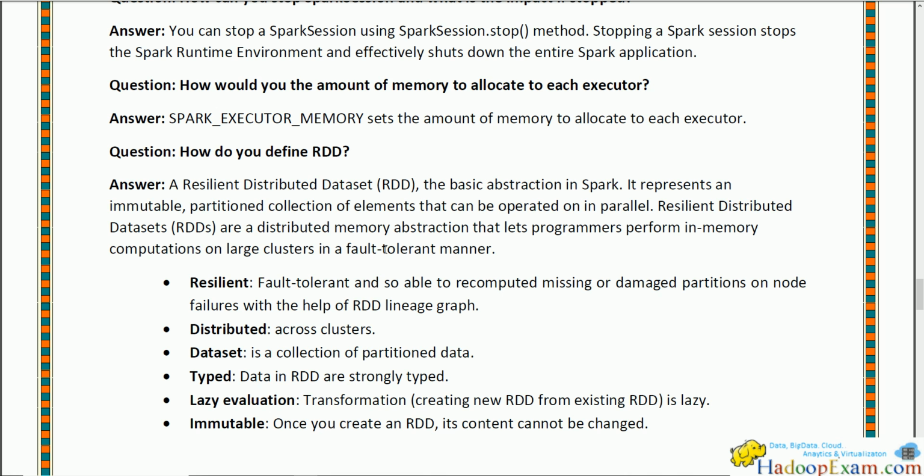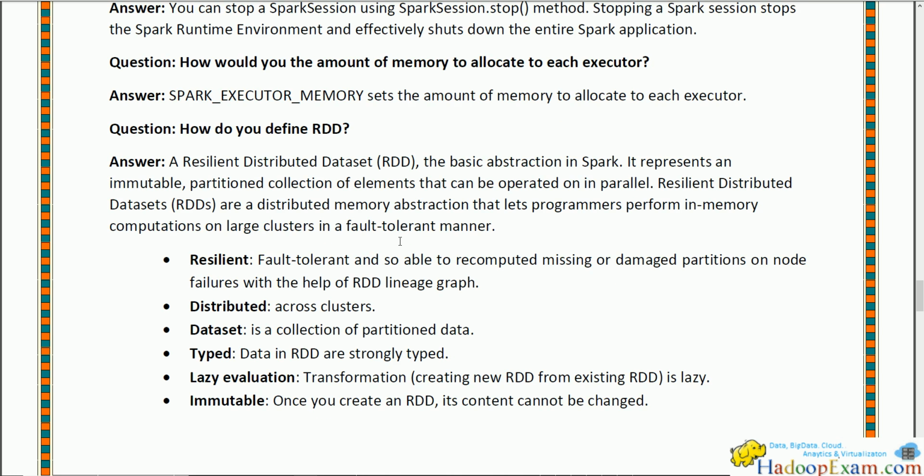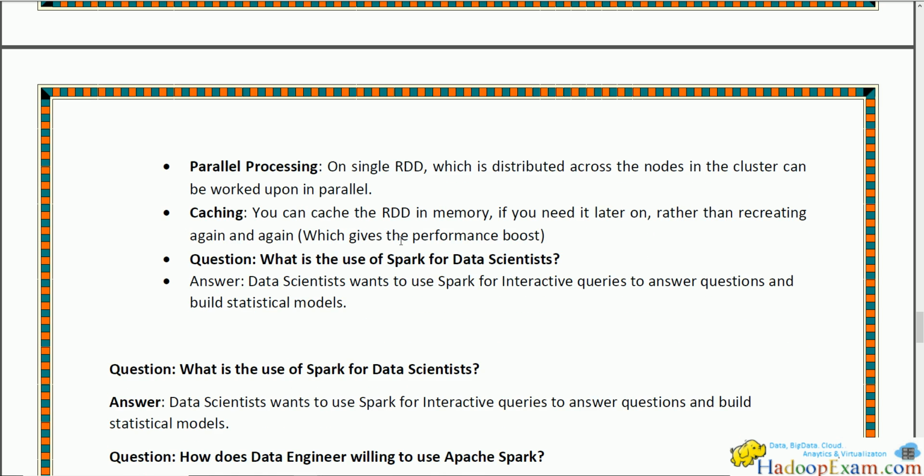Dataset is a collection of partitioned data. Typed: data in RDD are strongly typed. Lazy evaluation: transformation, creating a new RDD from an existing RDD, is lazy. Immutable: once you create an RDD, its content cannot be changed. Parallel processing: a single RDD, which is distributed across the nodes in the cluster, can be worked upon in parallel. Caching: you can cache the RDD in memory, if you need it later on, rather than recreating it again and again, which gives a performance boost.